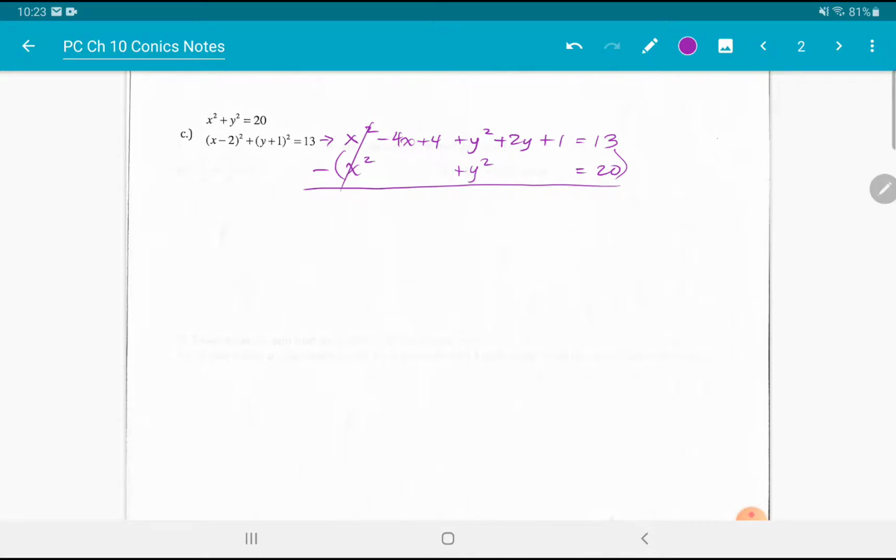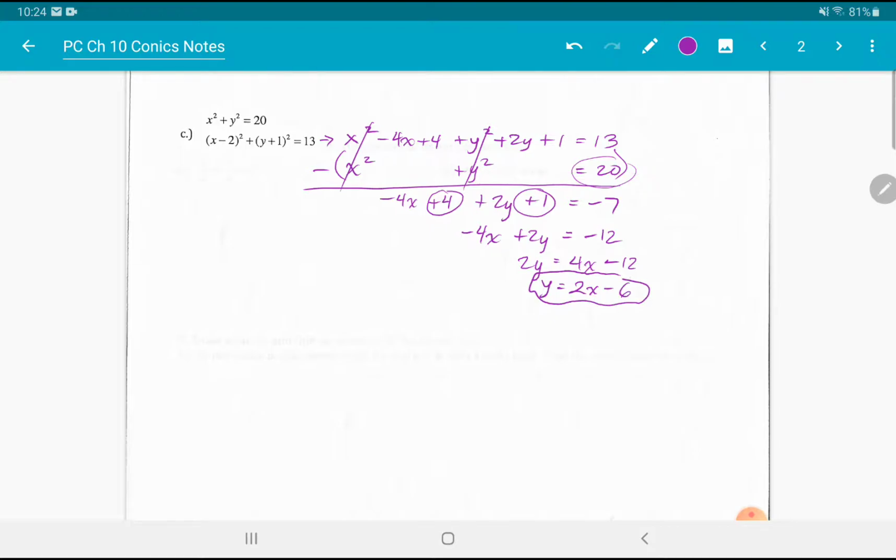So the x squareds will cancel out. We'll be left with negative 4x plus 4 plus 2y plus 1 equals, now don't forget this is technically a negative 20, so we'll get negative 7 there. Combine like terms, so we get negative 4x plus 2y, 4 and 1 will give us 5, but then you're going to bring the 5 over to the other side, you'll subtract, and therefore you'll get negative 12. Solving for y, isolating y, we'll get a y value of 2x minus 6.